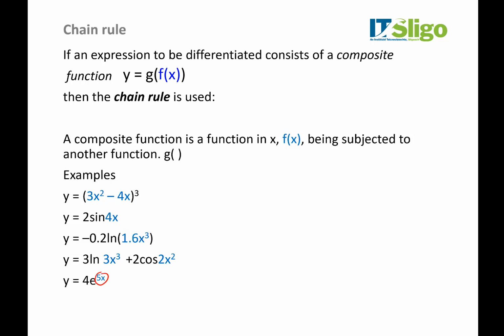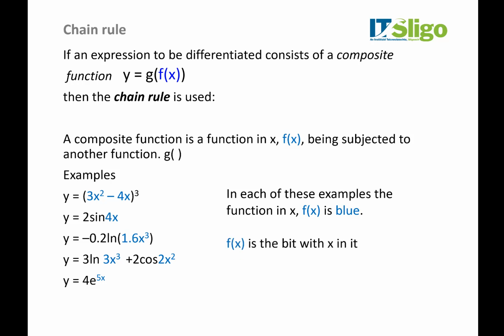Here's another one. 5x is the function in x, and the other function that's acting on it is e. So in each of these examples, the function in x, f(x), is blue. And f(x) is the bit with x in it. I know I'm stating the obvious, but the x bit is the function in x, and then whatever's acting on it is g, as they'd say, g of f(x). That's how you'd say it.